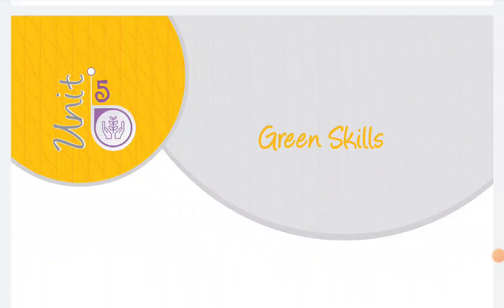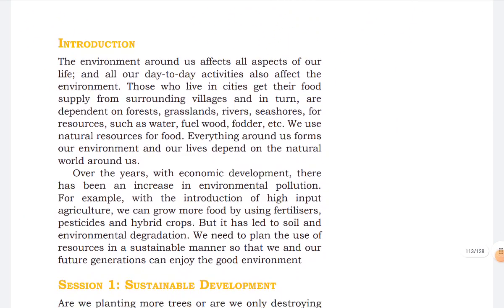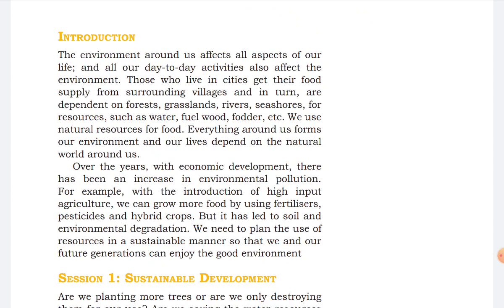Unit 5, Green Skills. Introduction. The environment around us affects all aspects of our life, and all our day to day activities also affect the environment. Those who live in cities get their food supply from surrounding villages and in turn are dependent on forest, grassland, rivers, seashores for resources such as water, fuel wood, fodder, etc. We use natural resources for food. Everything around us forms our environment, and our lives depend on the natural world around us.